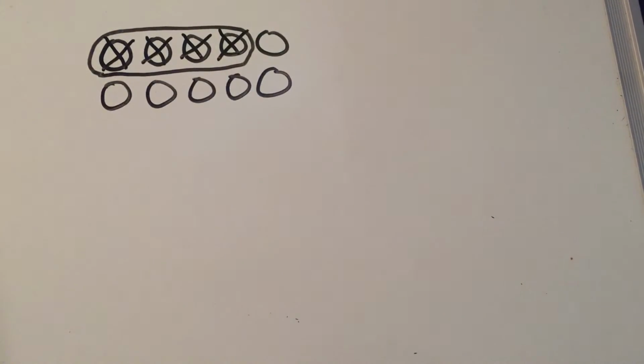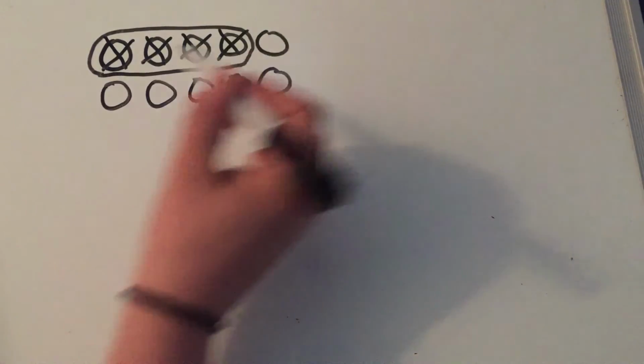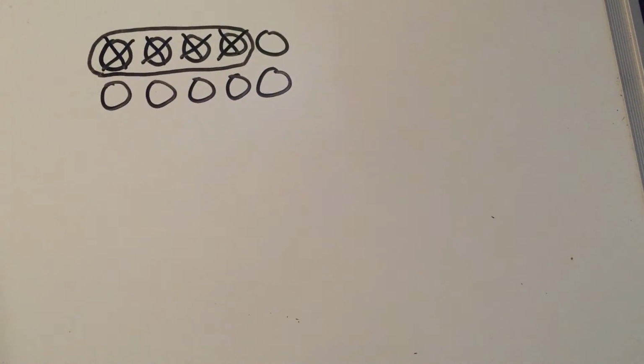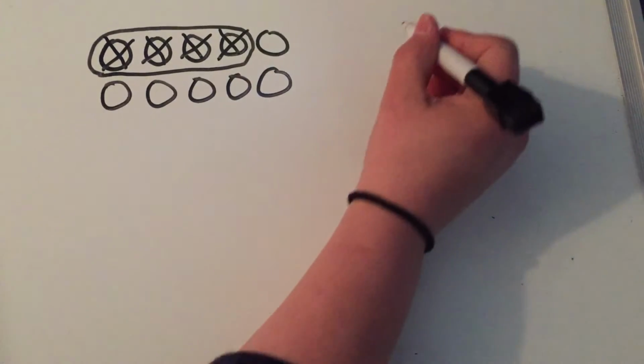So, how many peaches are ready to eat? Let's go back and count. 1, 2, 3, 4, 5, 6. 6 peaches are ready to eat. Notice I only counted the peaches that were not in the circle. So let's talk about how we'll put this story in our number bond.